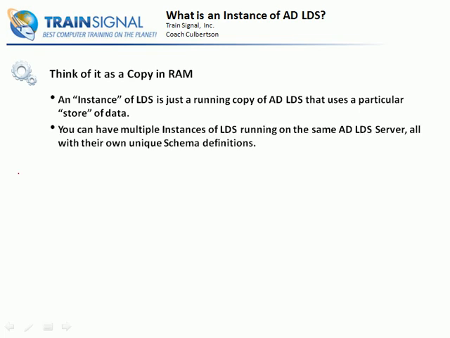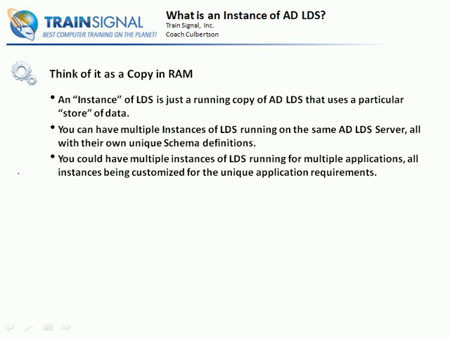Now, here's the thing. The reason why you might have an LDS box running is you can have multiple instances, multiple running copies of LDS running on the same server, on the same box, and maybe each one of those different LDS instances has its own unique database definitions and its own unique schema definitions. This might be required for different applications. Let's say you're running 4 different applications, and each one of those very network-aware applications requires very different database definitions from each other. Well, we can still have them all running on the same box, just as different instances. And all those instances might be customized for the very specific application requirements that each one may have.